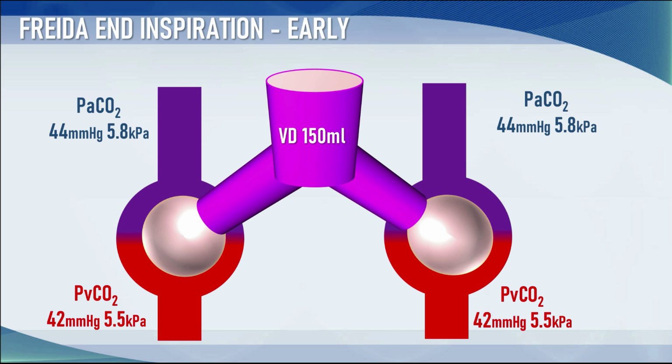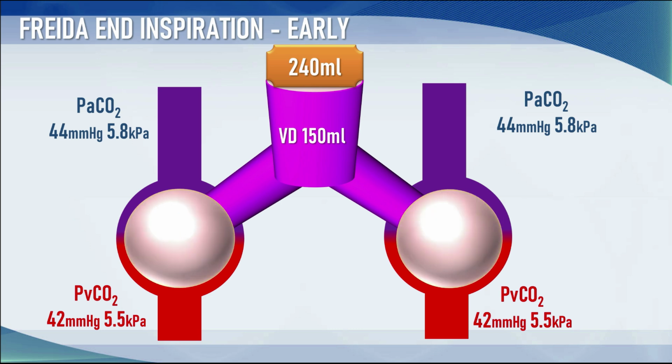Because Freida's tidal volumes are quite small in this situation, in early expiration, where we've given her 240 mils, only 90 mils of gas is delivered beyond the anatomical dead space and into the alveoli. So this is what's happened here with the smaller tidal volumes. This results in lower dilution of carbon dioxide and a reduced partial pressure gradient for gas movement. Consequently, less gas is cleared from the blood, resulting in pulmonary venous hypercarbia.